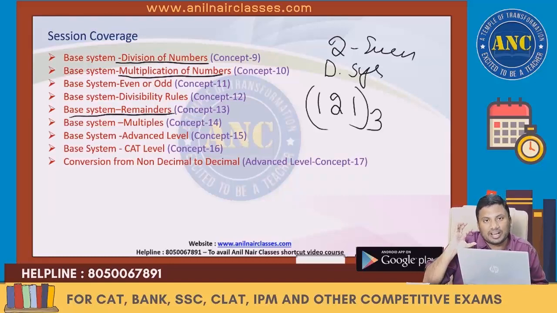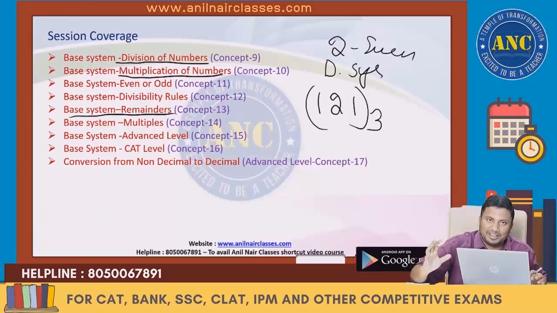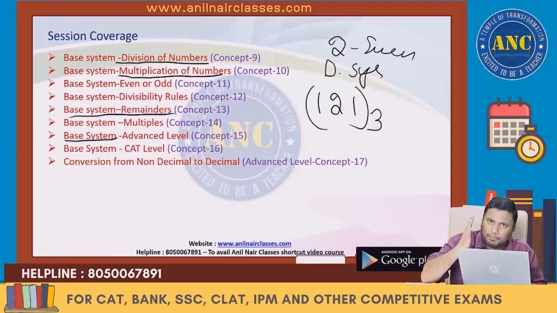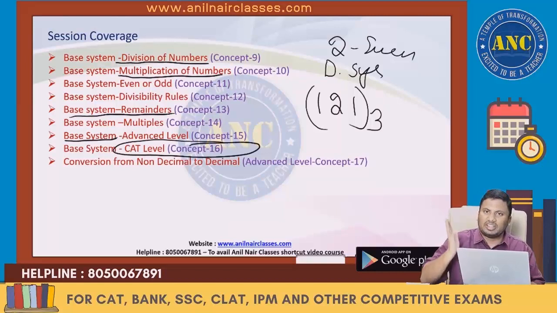How to check whether a number, suppose 48, is divisible by 12? You will check whether it is divisible by 3 and 4. How to do it in a non-decimal system? How to find out a few advanced level problems in a base system? And the last step in any particular topic which I touch will be the CAT level questions. The last step is the CAT level questions.